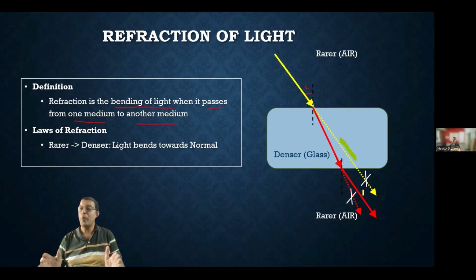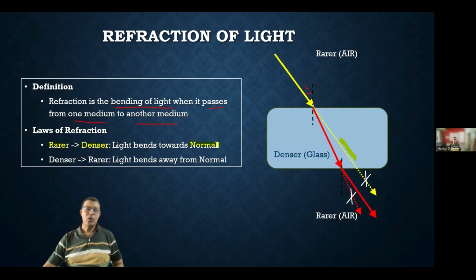This is a very important topic. You need to imagine how the ray of light moves. This question comes during the board exam as well. So be very careful. So the laws of refraction state that when the ray of light goes from rarer to denser medium, then the light bends towards the normal. The second rule states that when it goes from denser to rarer, then it bends away from the normal. Rarer to denser towards, and denser to rarer away.